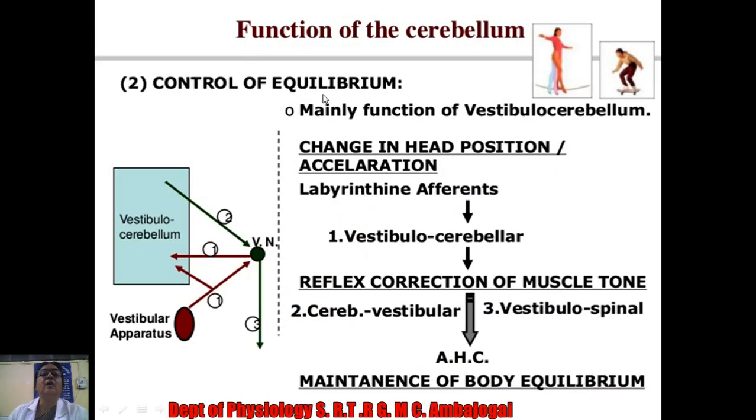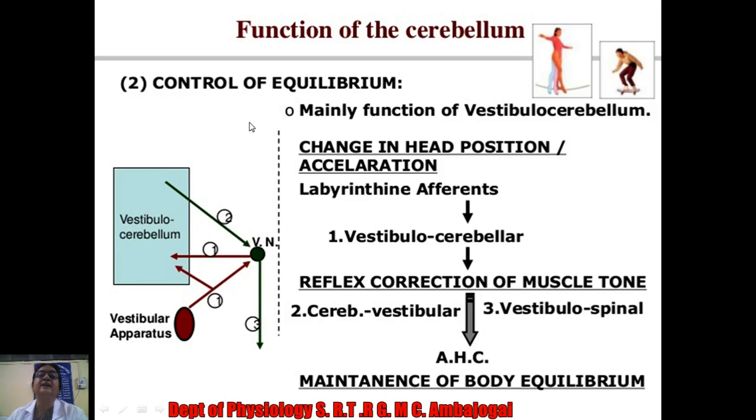Now, for the control of posture and equilibrium, the vestibulocerebellum gets information from the vestibular nuclei as well as the vestibular apparatus, and also from the tectocerebellar pathway, that is auditory as well as visual information. These are the afferent information. Then efferent information is carried via the fastigial nuclei to the vestibular nuclei and the reticular nuclei, and it is executed on the anterior horn cells of the spinal cord via the vestibulospinal tract and the reticulospinal tract.